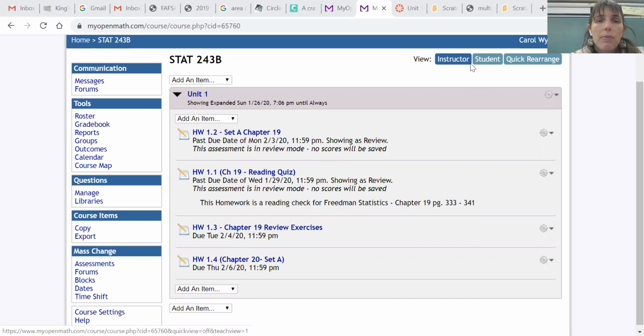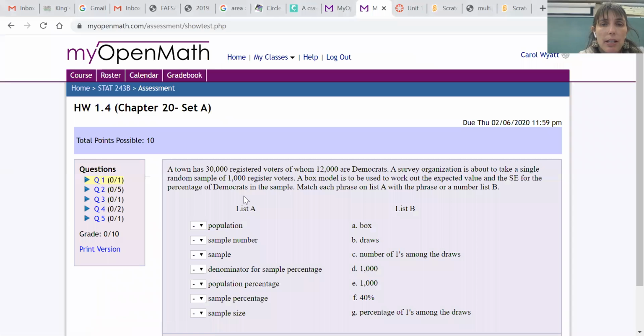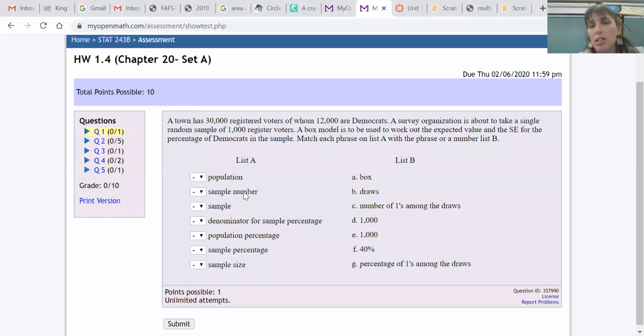So here we go. Click on homework 1.4 and take a look at these questions. Now this is just a mix and match question. Given this situation, they want to know which goes with this. The only one that I think you might kind of wonder about is population. I'll just tell you that one.